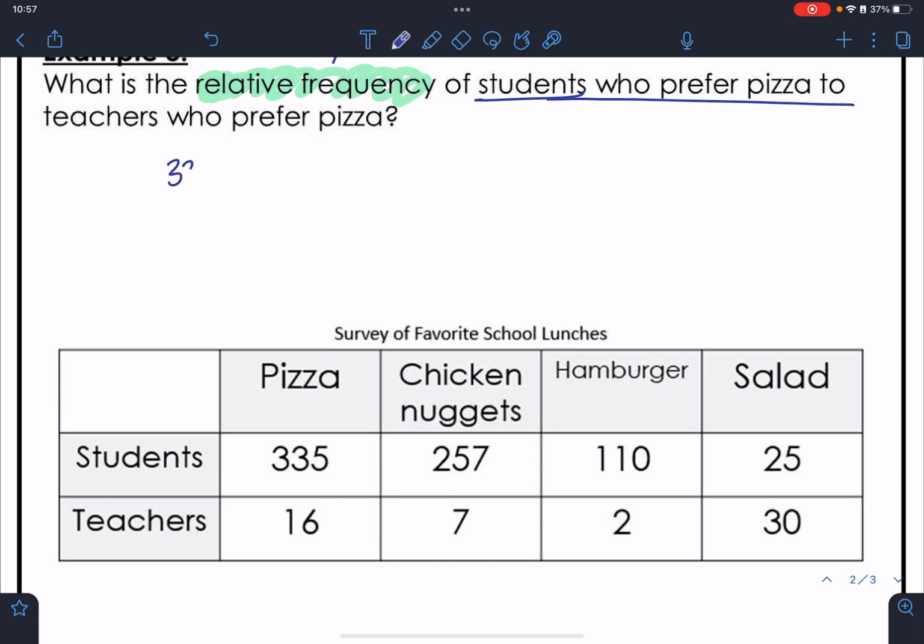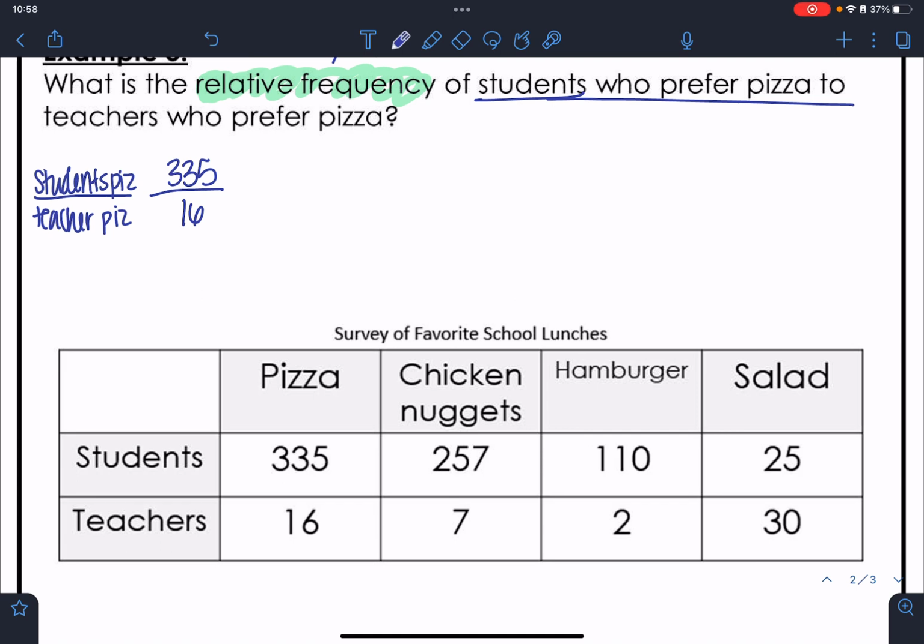335. Good. So that's going to go on the top. So we can say on top is going to be students who prefer pizza, and then the teachers who prefer pizza is on the bottom. So how many teachers prefer pizza? Good, 16. That's it. So if it asks for a relative frequency, that is just a ratio. You're going to leave that as a fraction. You always want to check, can you reduce?